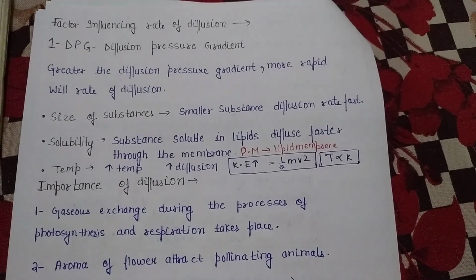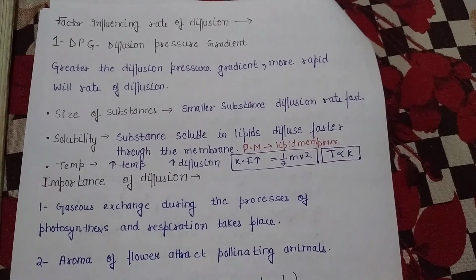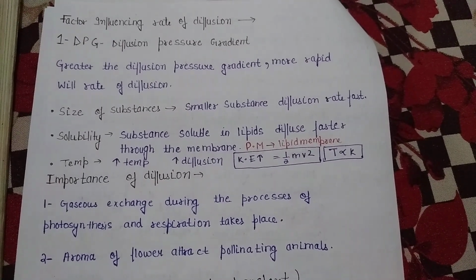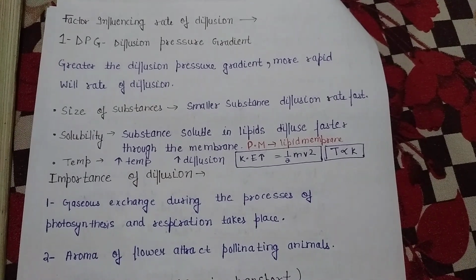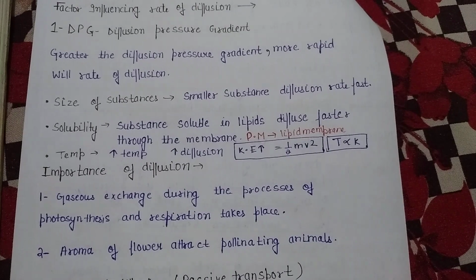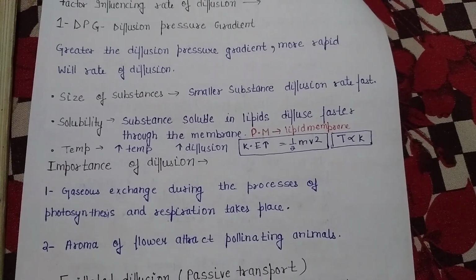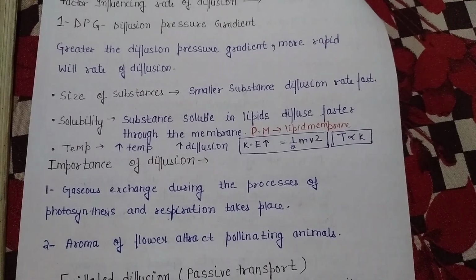Factors affecting the rate of diffusion. First is the diffusion pressure gradient. The greater the diffusion pressure gradient, the more diffusion there is, and the more will be the rate of diffusion. The smaller the substances, the faster the diffusion rate, because they can move very fast.